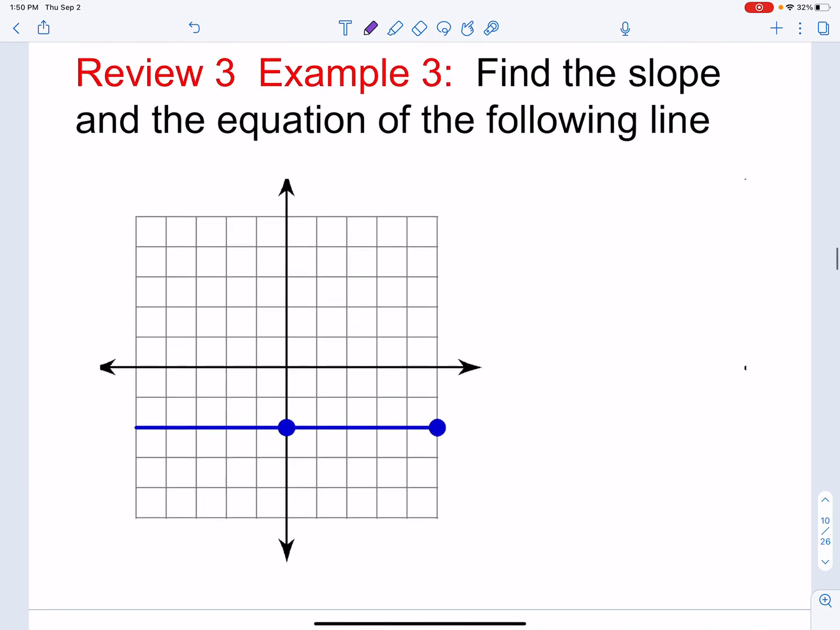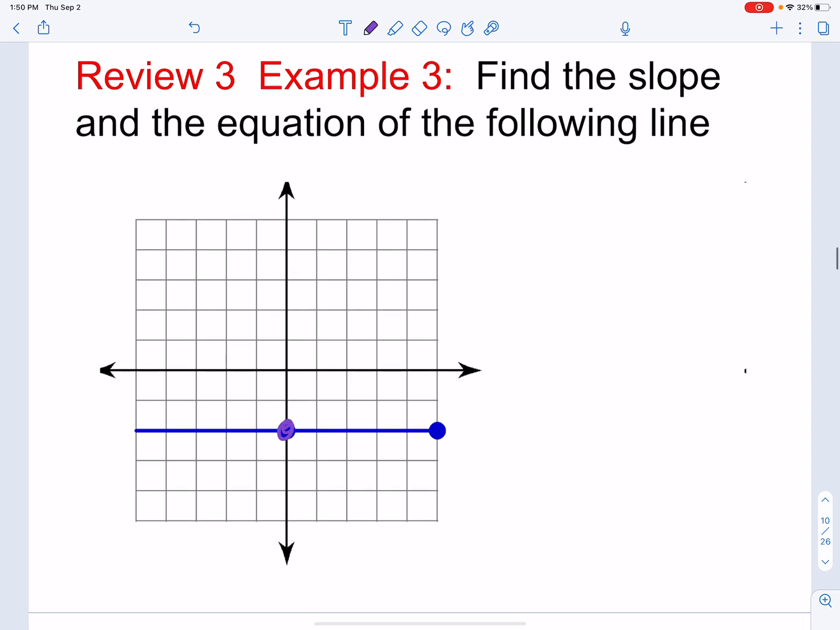Okay, so find the slope and the equation of the following line. So if I look at this, if I go from this point, I'm going up 0 over 5, 0 over 5, my slope is 0. So if I wrote the equation of the line, like this point right here is 0, negative 2. This point is 1, negative 2. This point is 3, negative 2, negative 2, negative 2, and so on.